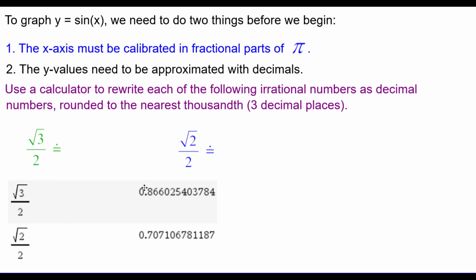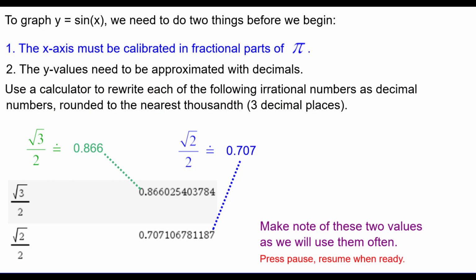So radical 3 over 2 is approximately 0.866 rounded to 3 places, and the square root of 2 over 2 is about 0.707 rounded to 3 decimal places. Please make note of these two values as we will use them often. Press pause.